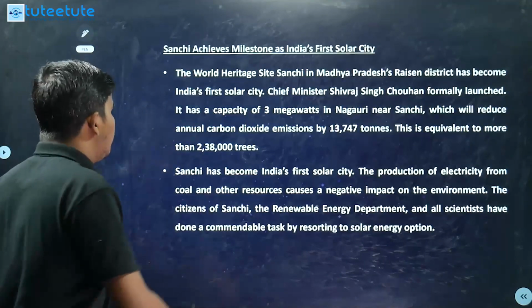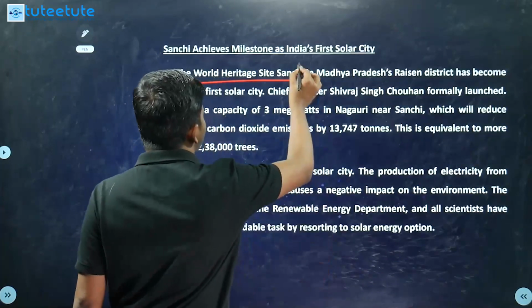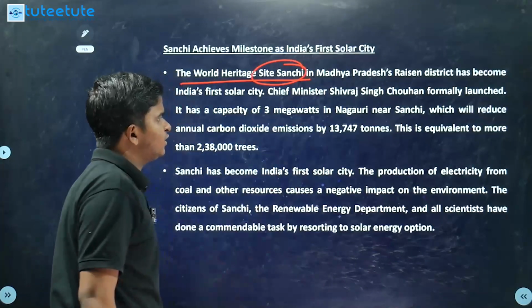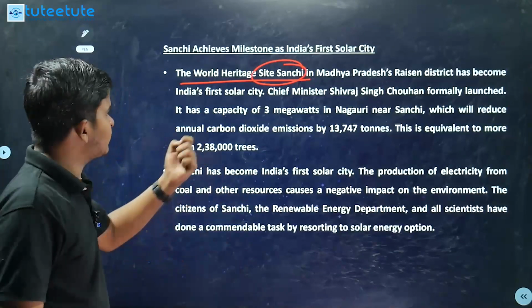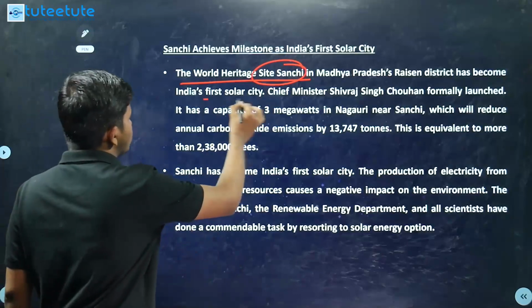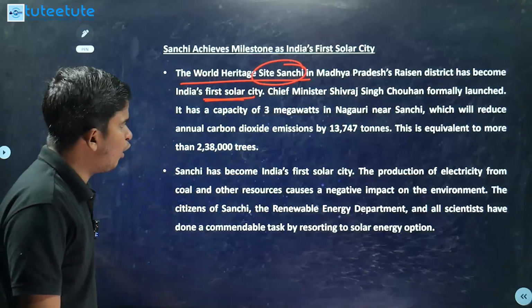Next one, Sanchi achieves milestone as India's first solar city. What's in the news? The World Heritage Site, Sanchi in Madhya Pradesh. We know Sanchi is a World Heritage Site in Raisen district and it has become India's first solar city. Sanchi got another status. Sanchi is the first solar city of India. Chief Minister Shivraj Singh Chauhan formally launched it.